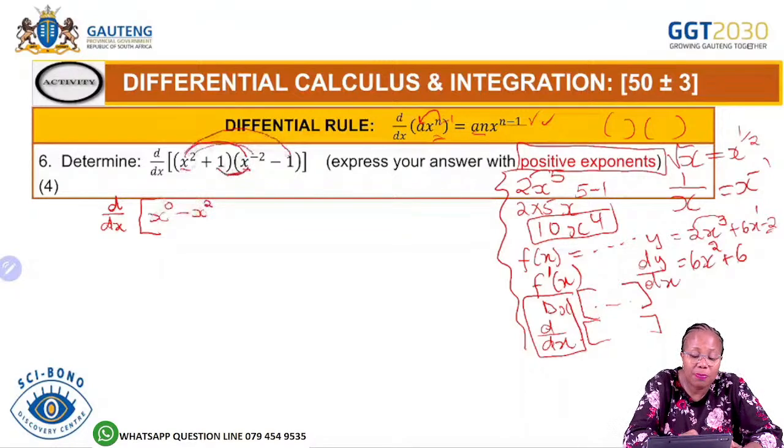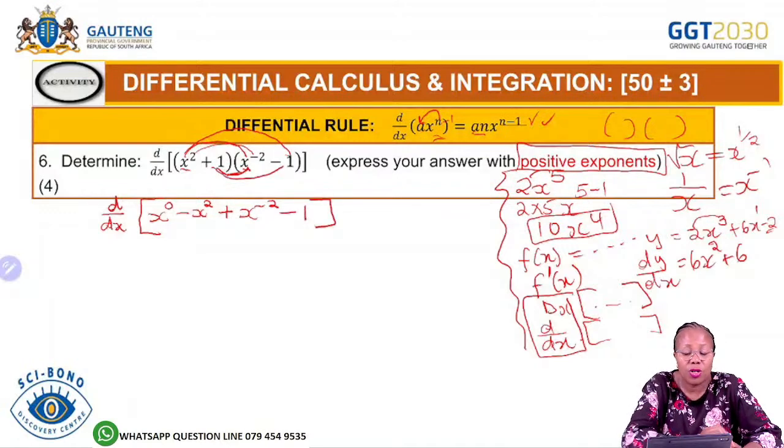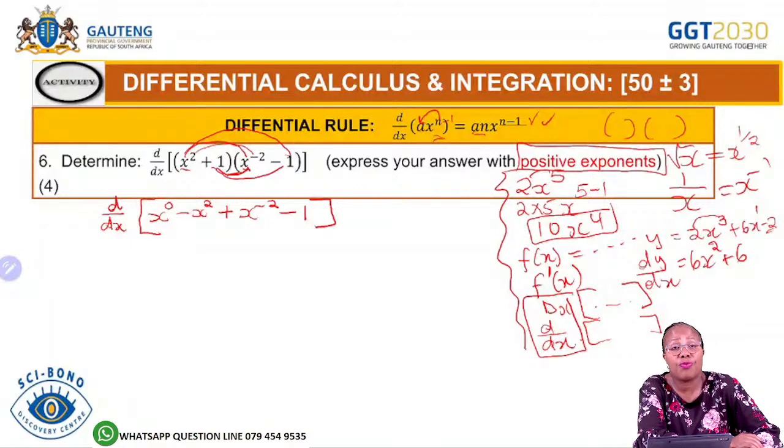Plus 1 multiplied by x to the power minus 2. That is plus x to the power minus 2. Lastly, we have 1 times negative 1, which will be negative 1. And then we close the bracket. We have now removed the bracket that needs to be multiplied.